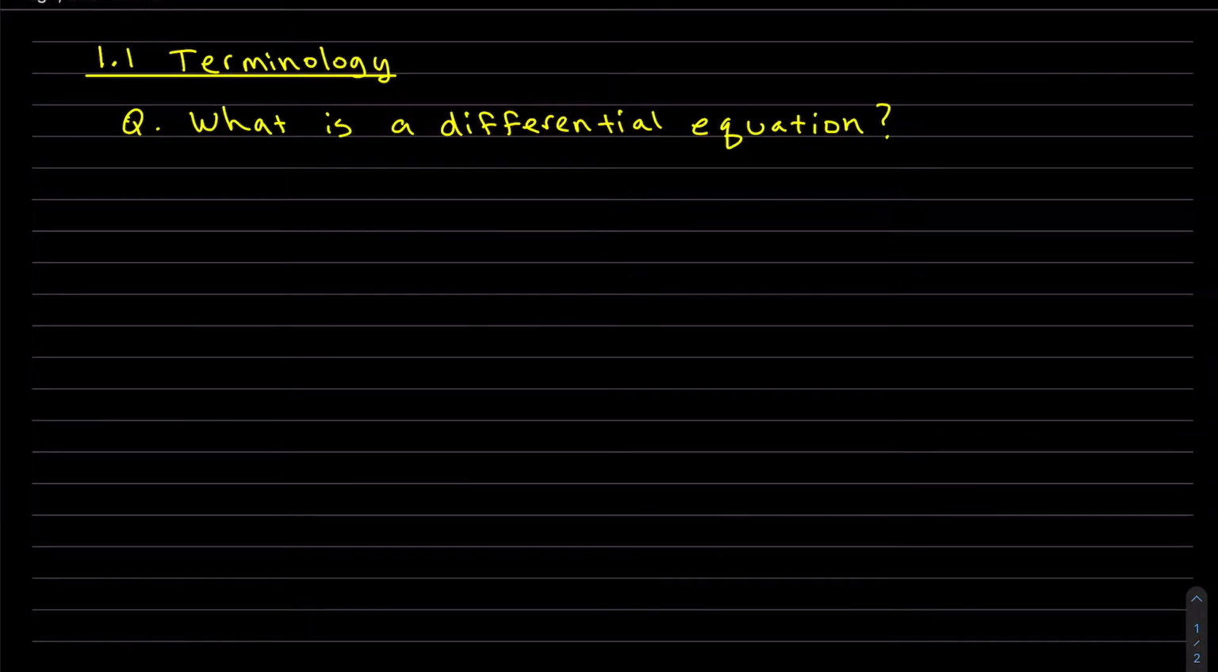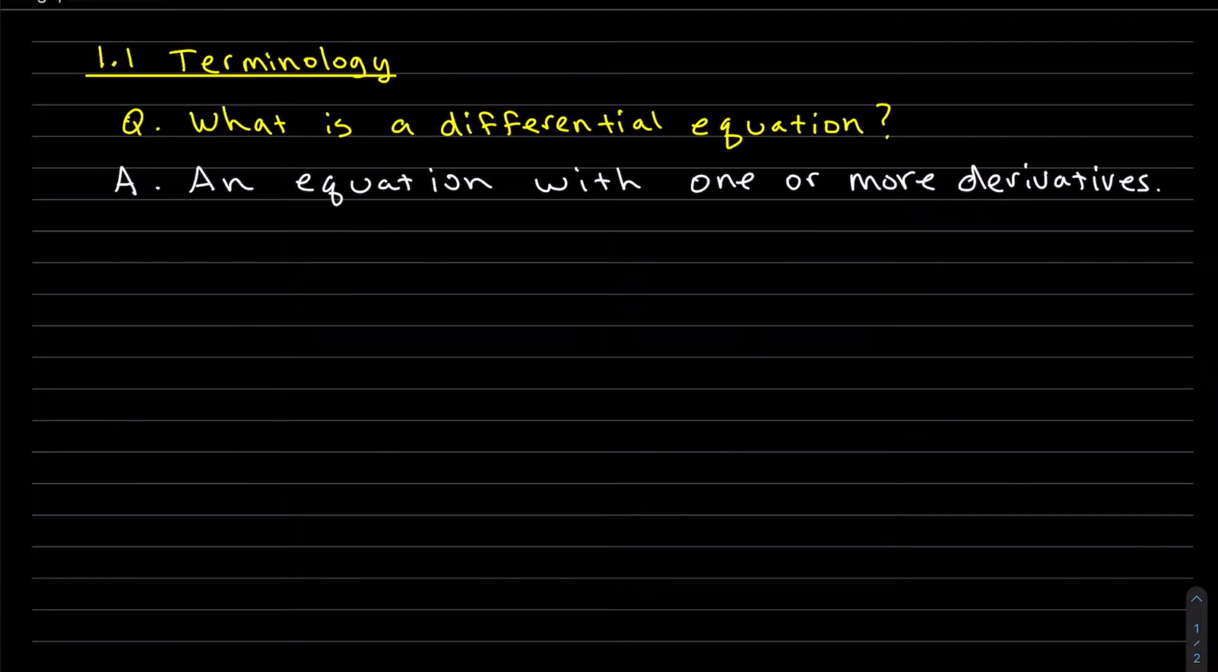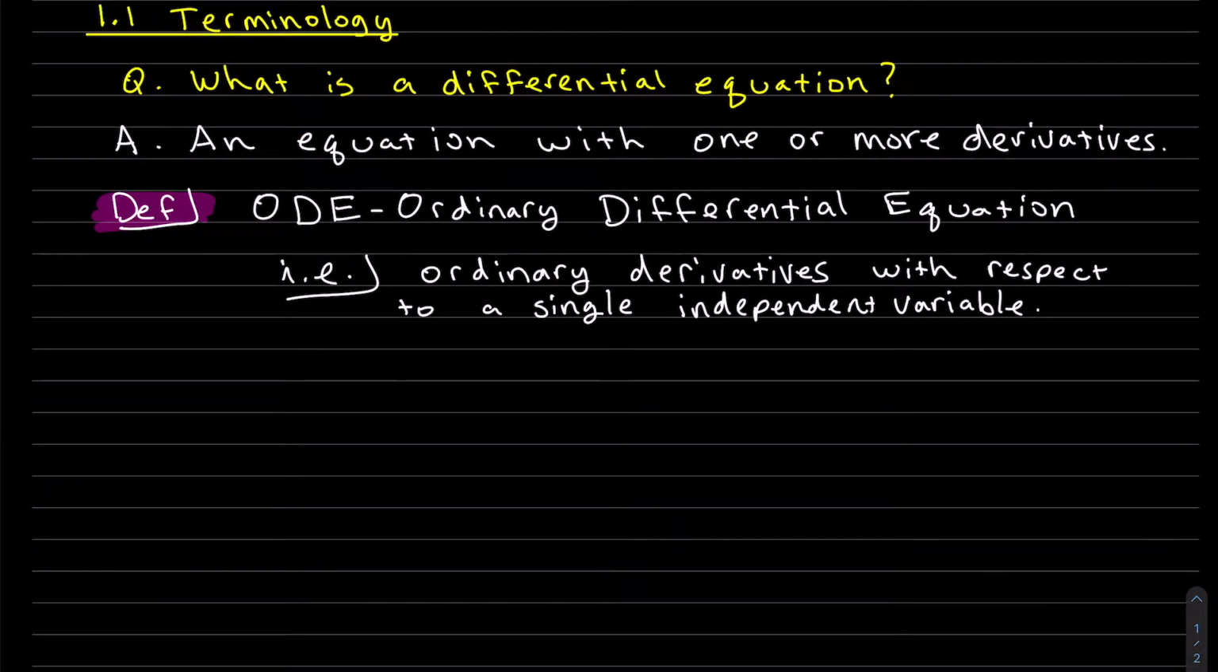So in our first section, we just want to learn some terminology. Our first question is, what exactly is a differential equation? The simple answer to that is it's an equation with one or more derivatives in it. So we'll start with an ordinary differential equation, which is basically just an ordinary derivative with respect to just a single independent variable. Let's look at some examples.